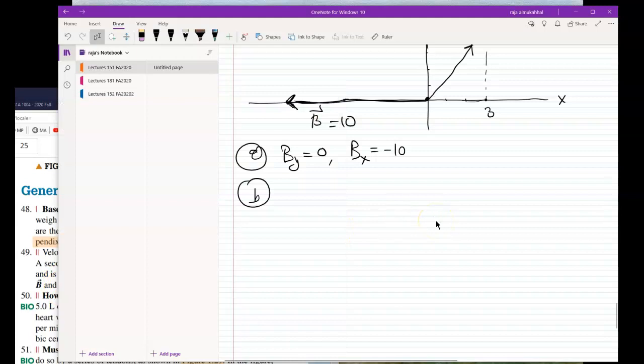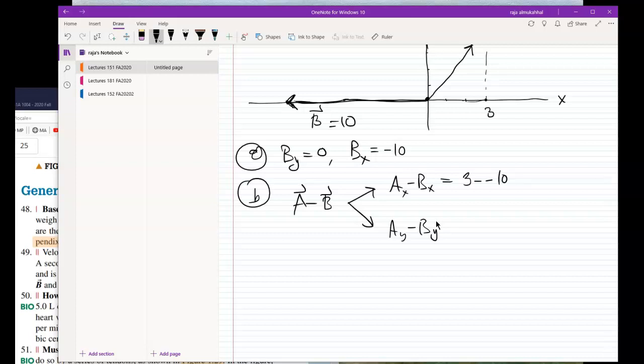Okay, so we want A minus B. Well, how do I find that? One way to do it is in terms of components. A minus B as a vector means A sub x minus B sub x, and A sub y minus B sub y. Well, what is A sub x minus B sub x? That means 3 minus negative 10, correct? And that's equal to 13. And A sub y minus B sub y, that's 4 minus 0, and that's 4.